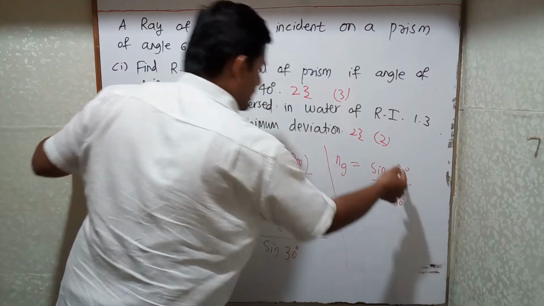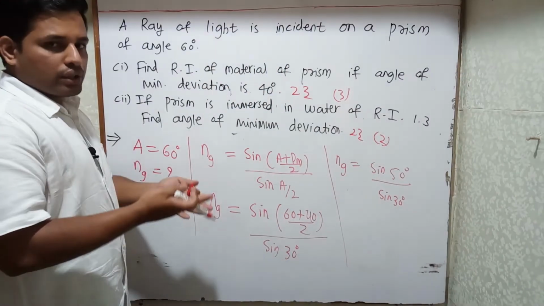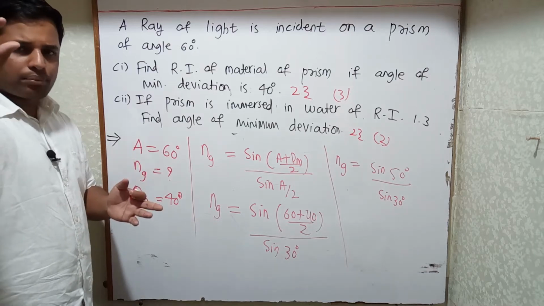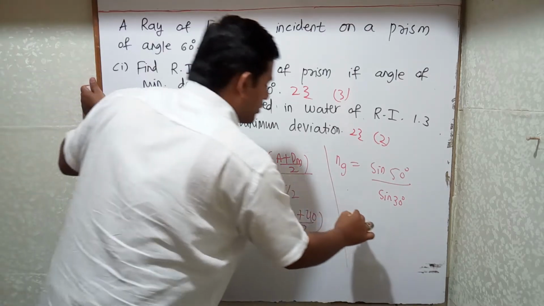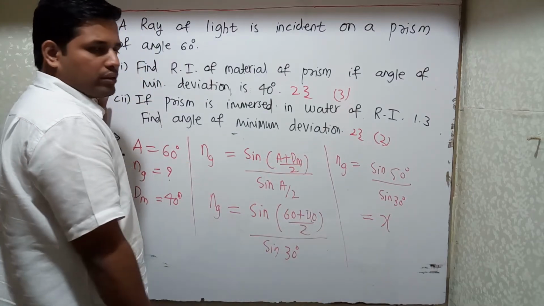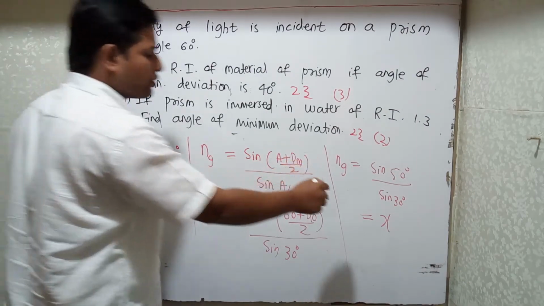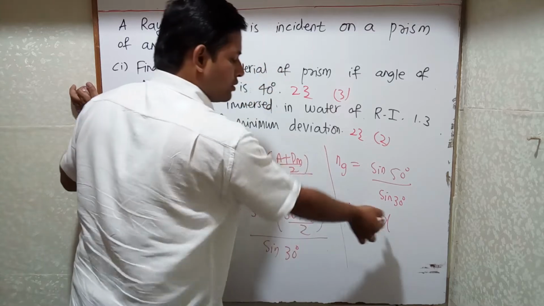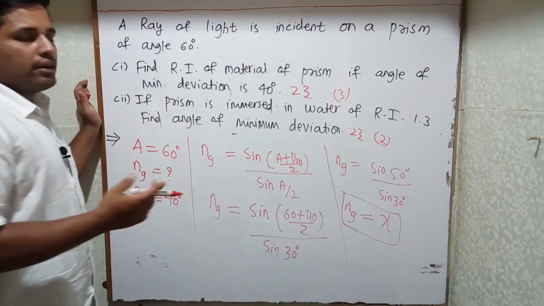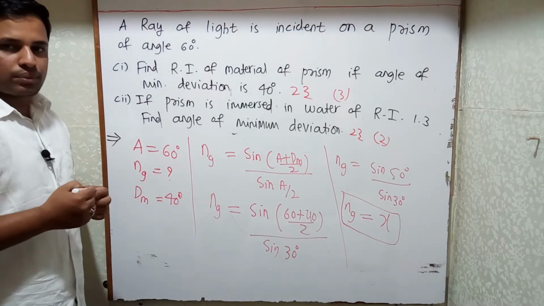Now I don't know the value of sine 50 degree. How to do this? You can look it up in the trigonometric table. The log table or trigonometric table book is there, and that will be allowed in the exam. Let us take it as x. Sine 30 is 1 by 2, I know that, but sine 50 degree I don't know. So Ng is equal to x. What is the unit? No unit. There is no unit for refractive index. So this is how you are supposed to solve.